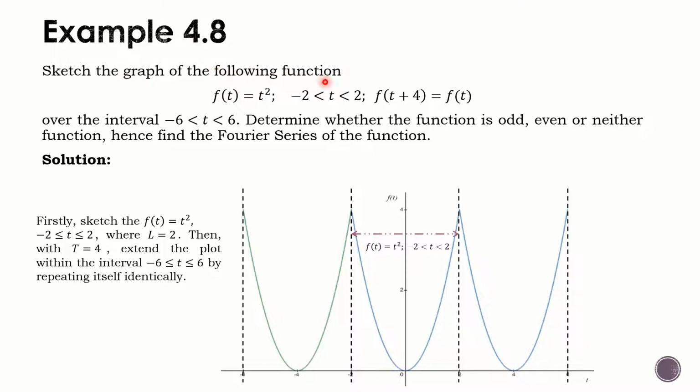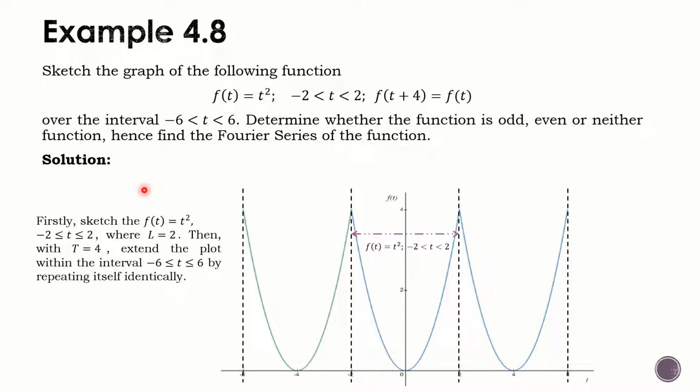Sketch the graph of the following function f(t) equals t squared, where t from minus 2 to 2, f(t plus 4) equals f(t). Then we know that L is equal to 2, based on one complete cycle of the sketch being from minus 2 to 2, with the fundamental period T equals 4 over the interval minus 6 to 6. Determine whether the function is odd, even, or neither function.